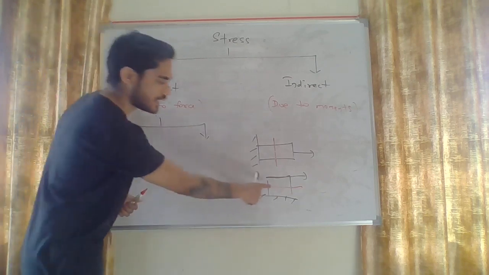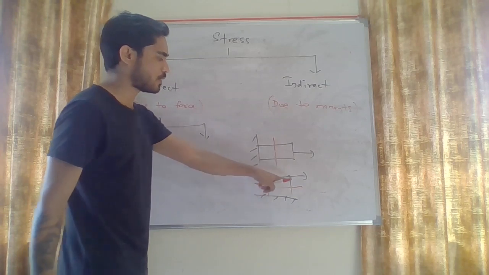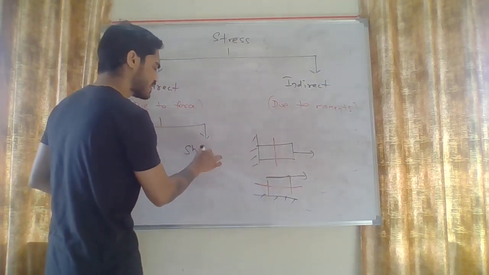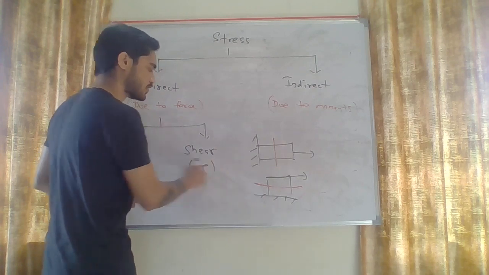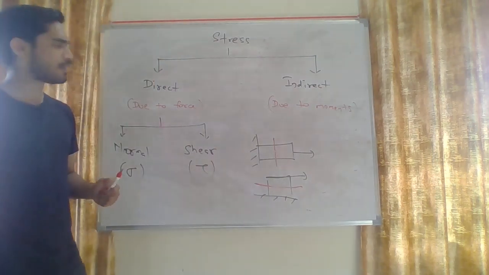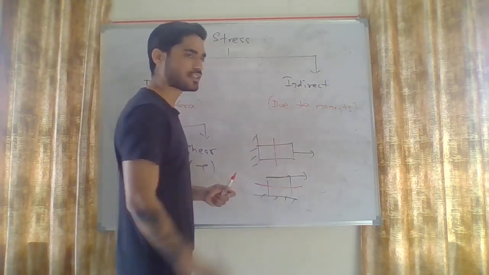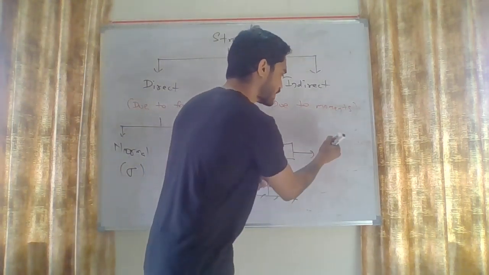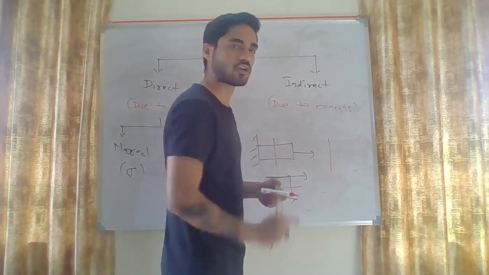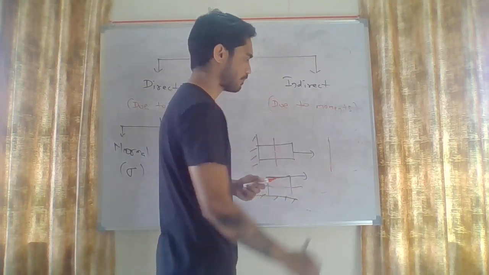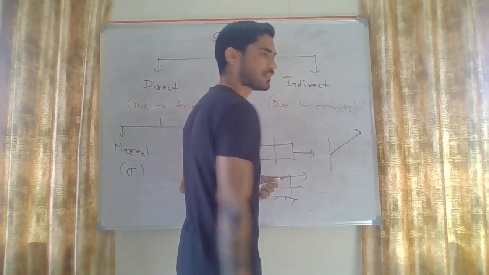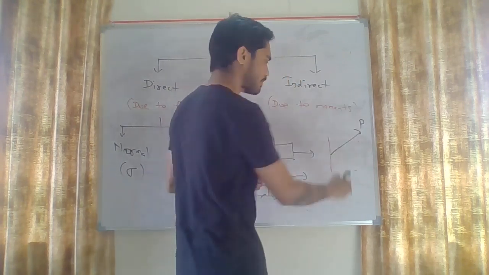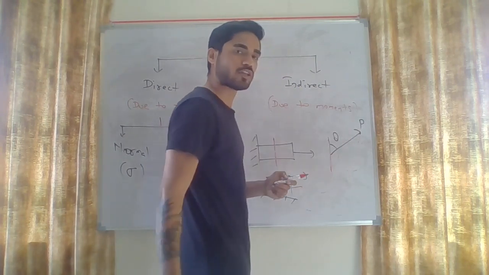And in this case, if you are considering this plane, the force is parallel to the plane. So whatever stress we get is known as shear stress, which is denoted by tau. Now my friends, you will say, in this case it is normal, in this case it is parallel. But what will happen if a force is neither parallel nor normal? If a force is acting like this, let's say this is the plane and the force is acting at some angle theta. So what will you do?